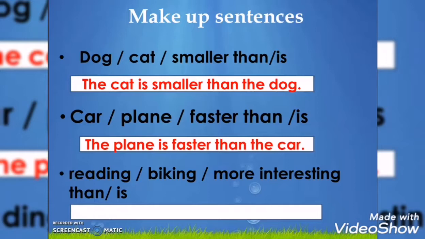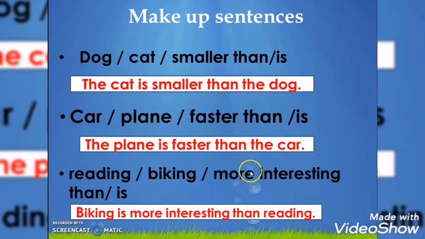So I can say biking is, I put biking is, then I write the adjective word, which is interesting, more interesting than whom? Than reading. So here we have a short sentence. I'm comparing between two activities or two things or two animals. I put one thing at the beginning of the sentence and the other compared one at the end of the sentence. Between them, what do we have? We have the adjective word, which is interesting, faster, or small.